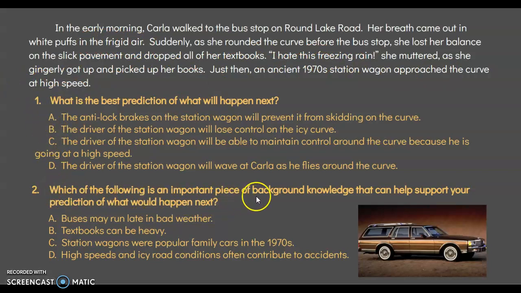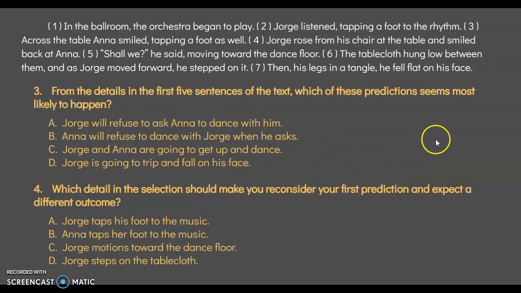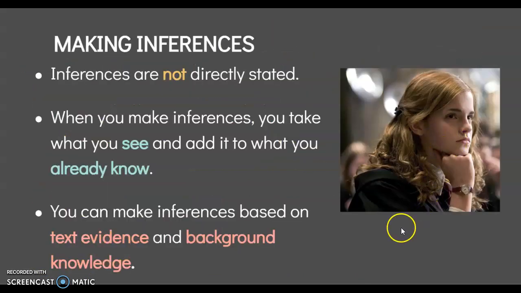Which of the following is an important piece of background knowledge that can help support your prediction of what would happen next? The fact that high speeds and icy road conditions often contribute to accidents. We're going to skip this example here.